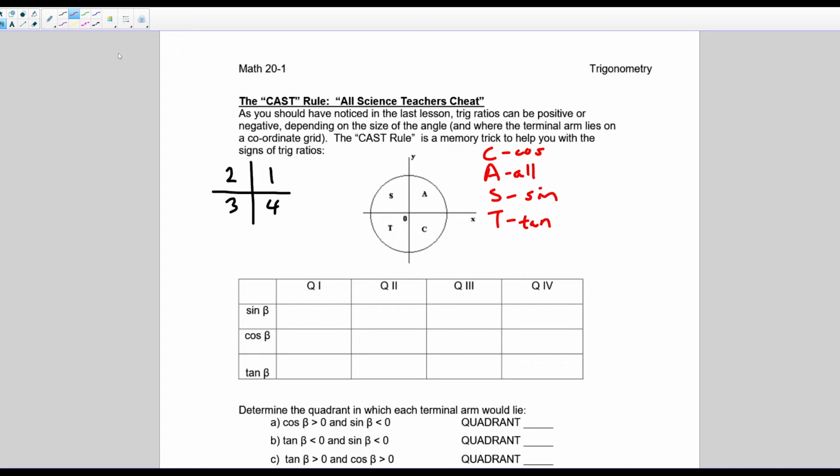So in our chart here, we can go ahead and fill in what our positive and negative ratios are going to be. In quadrant number 1, all of them are going to be positive, so we'll label them as such. In quadrant number 2, only sine is positive, so I'm going to label that as positive, and the other two are negative. In quadrant number 3, only tangent is positive, and the rest are negative. And finally, in quadrant number 4, only cosine is positive, and the other two are negative.